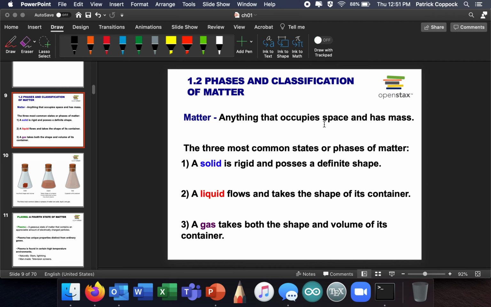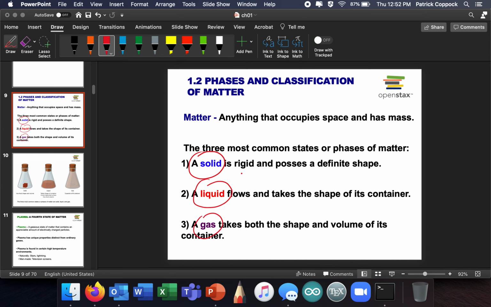So let's get started. So matter is anything that occupies space and has mass. Anything that occupies space and has mass. Let me get my marker ready. Should have had that ready. Okay, here we go. Anything that occupies space and has mass. And there's three of the most common ones: solids, liquids, and gases.